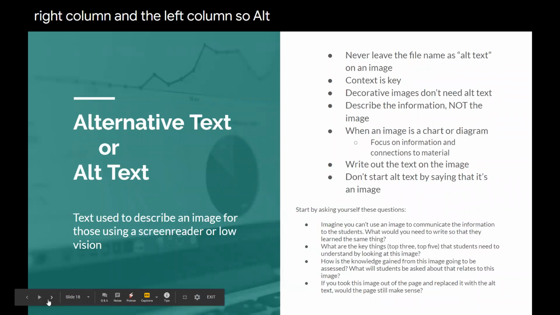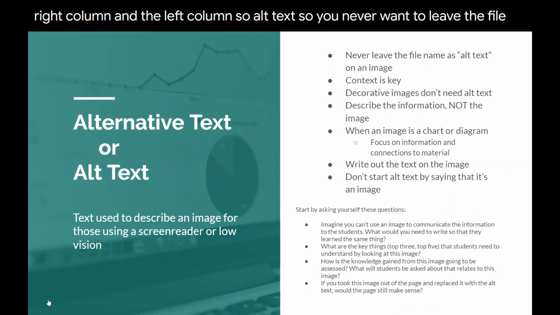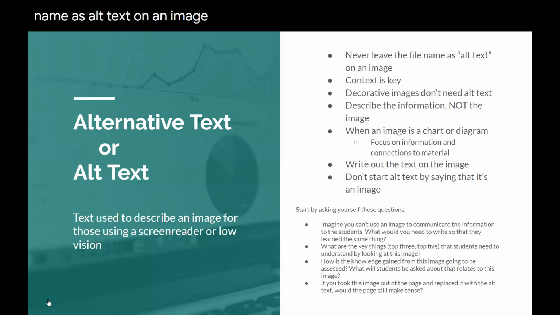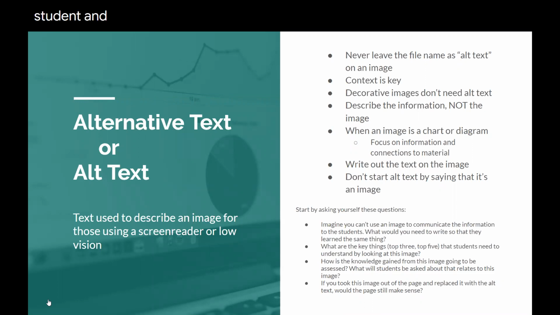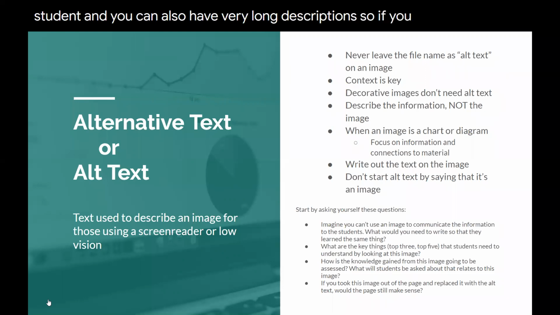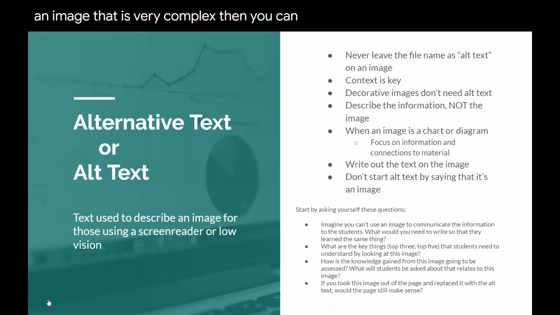So alt text. You never want to leave the file name as alt text on an image. You need to think about the description of the image. You don't need to say things like it's a picture of, just describe the picture. You also need to focus on what information that picture is conveying to the student. And you can also have very long descriptions. If you happen to have an image that is very complex, then you can create a page in Canvas, put that entire description on it, and then link it to that image.